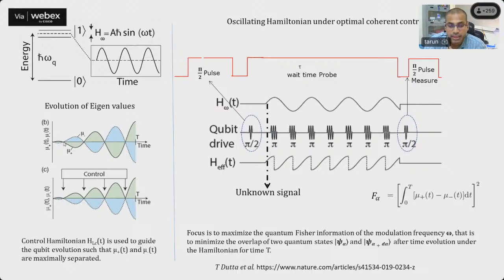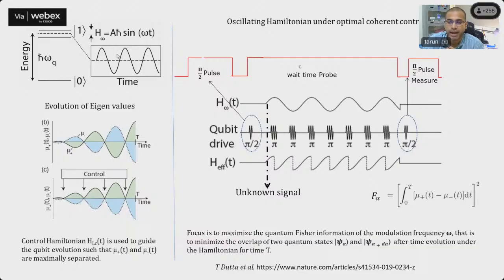So this is the evolution of all of your eigenvalues, and you are applying a control pulse such that you bring two close quantum states far apart, so that you can easily identify and distinguish them. Let me tell you once more. In the experimental process, this is your qubit, and one of the energy levels we are modulating, because we want to know the frequency. That is the unknown frequency. The frequency of the modulating signal is unknown.